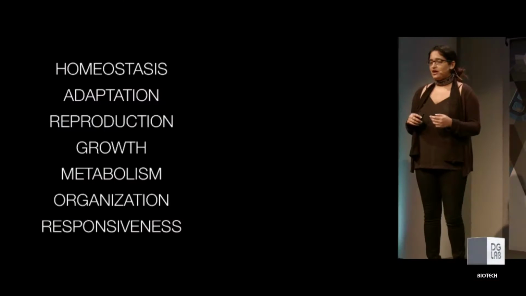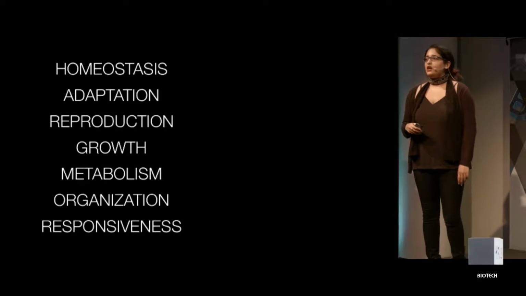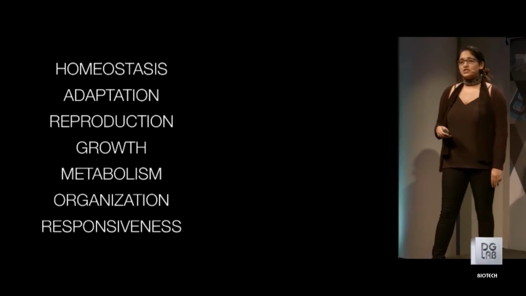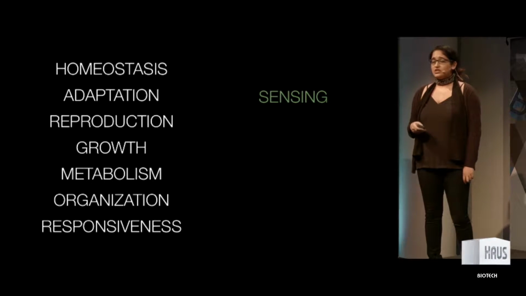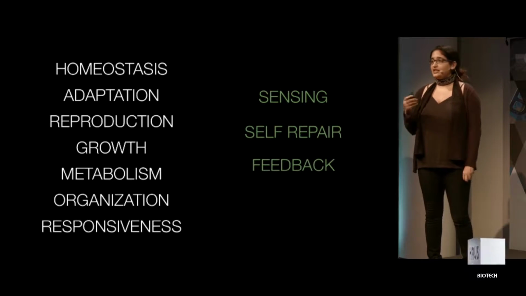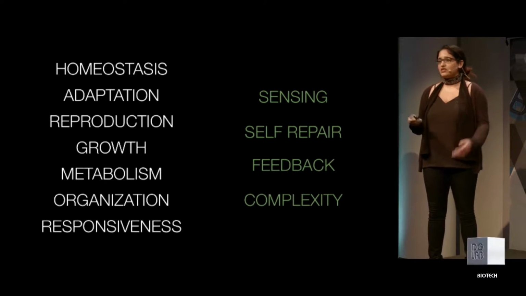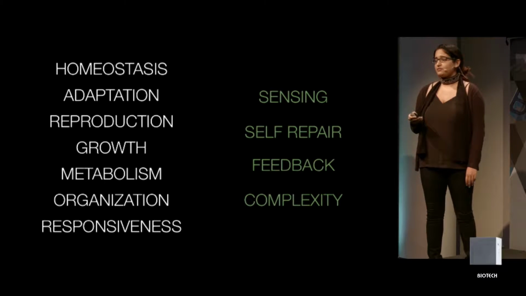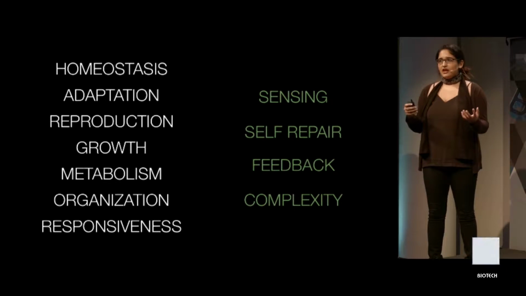So there are certain characteristics that unify all living systems, and the list changes depending on who you ask, but the ones that I've included are homeostasis, adaptation, reproduction, growth, metabolism, organization, and responsiveness. And then there's other things that were mentioned earlier as well, which is sensing, self-repair, feedback, so amplification and dampening of signals, and complexity, such as in hierarchical organization. So protein folding, for example, is a really good instance of this. And so if you have products that also have all of these sorts of qualities, then you start getting a dynamic sort of feedback loop, and you can mediate between humans and the environment.